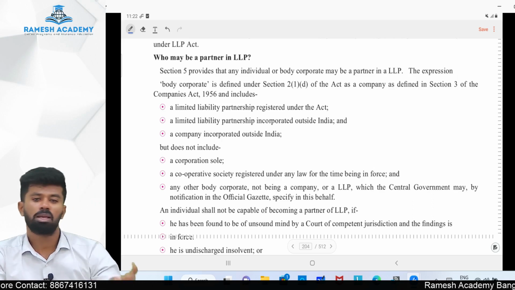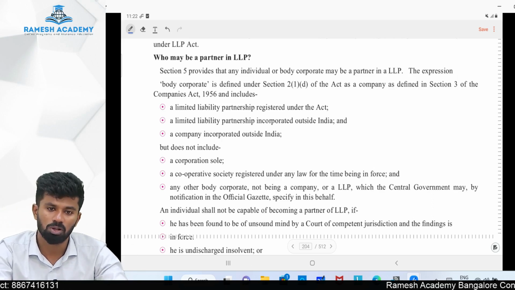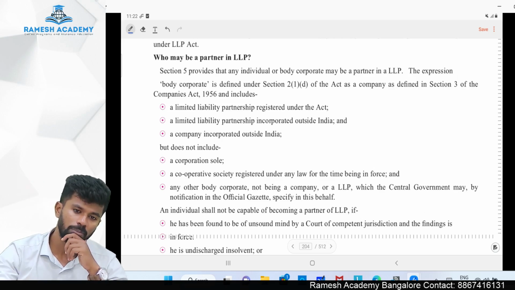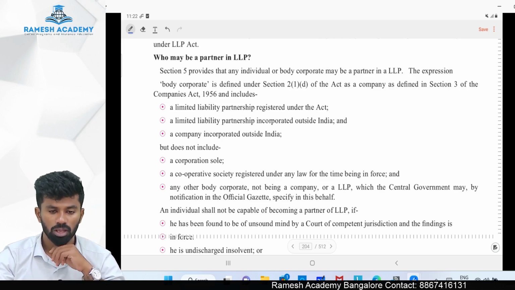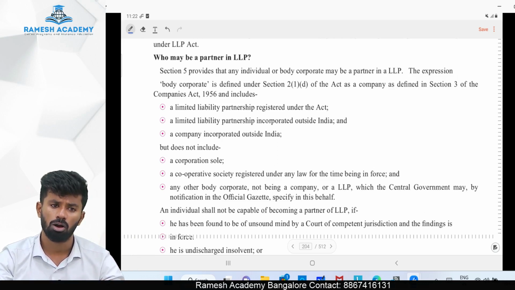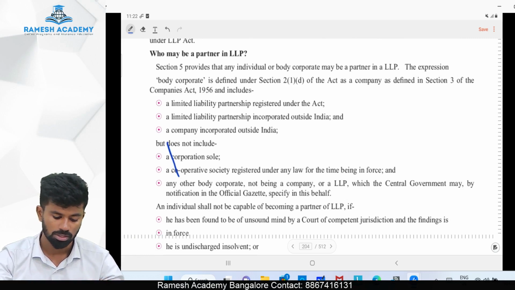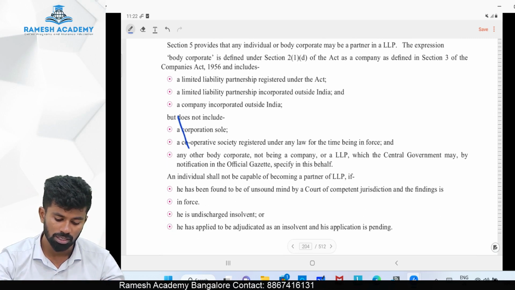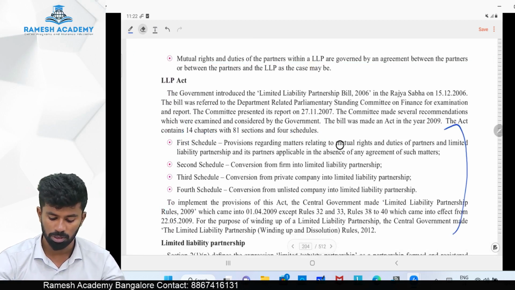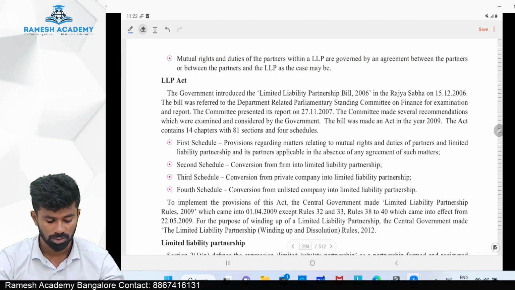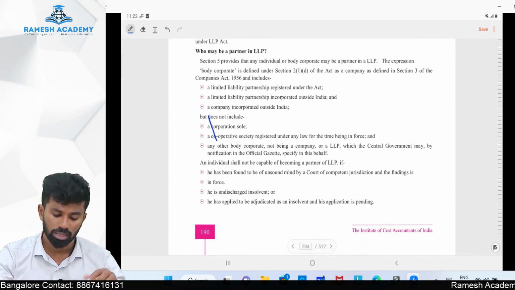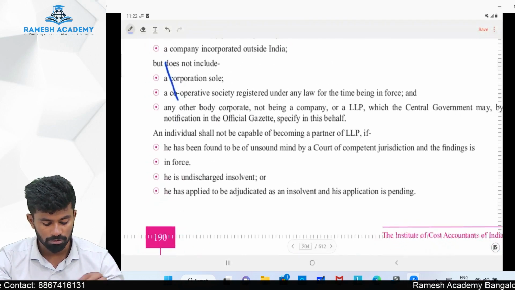Now the question is, can one LLP be a partner of another LLP? Yes, because an LLP is a body corporate. Can a company be a partner of an LLP? Yes. Whether incorporated in India or outside India, all of these persons can be partners in an LLP. A company incorporated outside India is also a body corporate and can be a partner of an LLP.